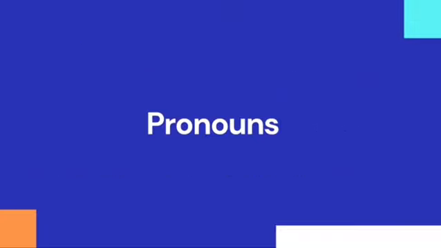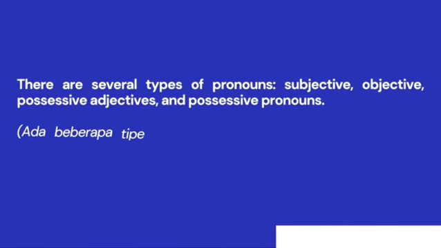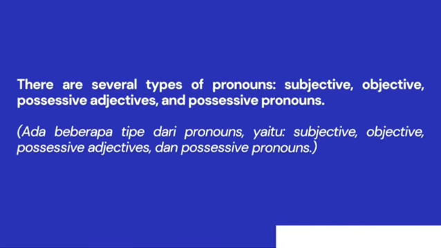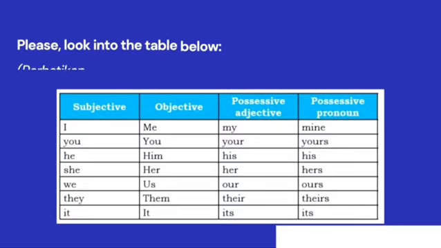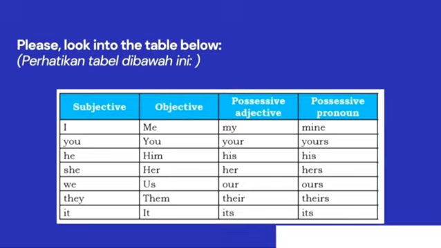Next, pronouns. There are several types of pronouns: subjective, objective, possessive adjectives, and possessive pronouns. Please look into the table below. As you can see, there are 4 columns: subjective, objective, possessive adjective, and possessive pronoun.